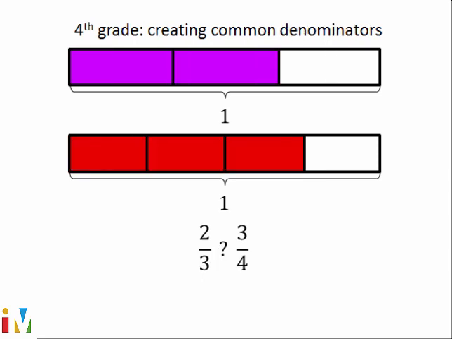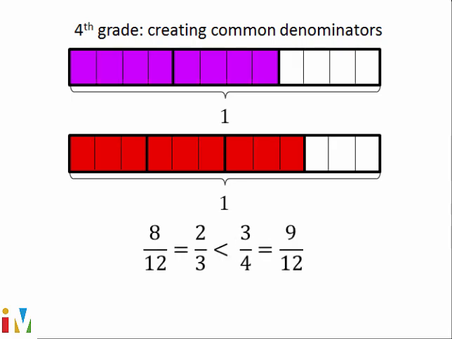Students might also find a common denominator. For example, if we want to compare 2/3 and 3/4, then we can partition all the thirds into 4 equal pieces, and all the fourths into 3 equal pieces to create equivalent fractions. Then we can see that 8/12 is less than 9/12, which is the same reasoning students first encounter when comparing fractions in 3rd grade.